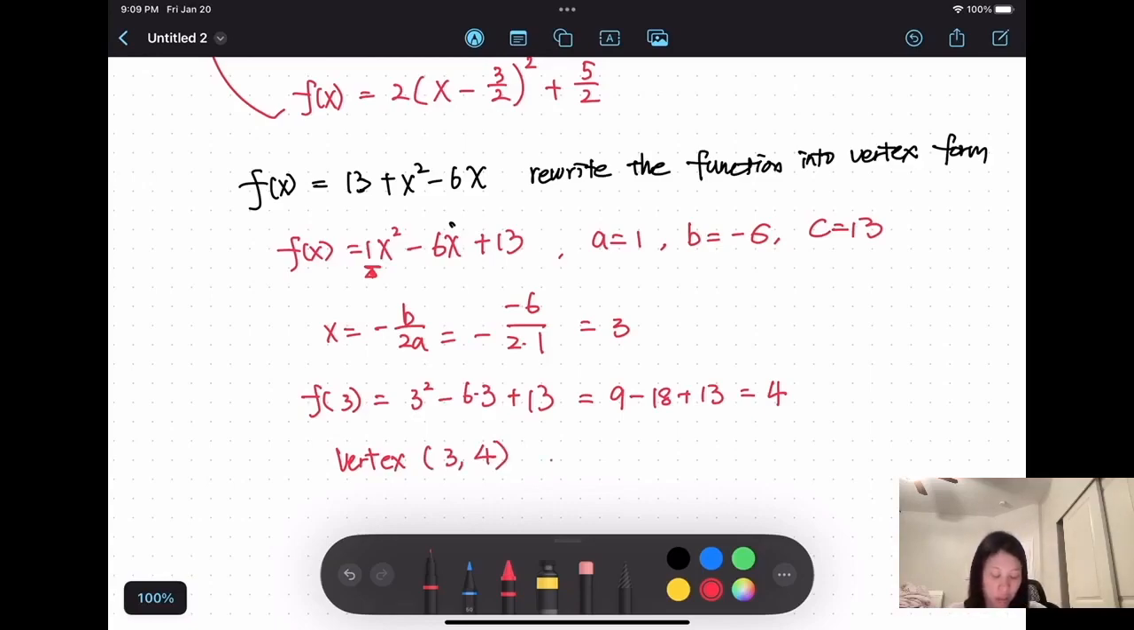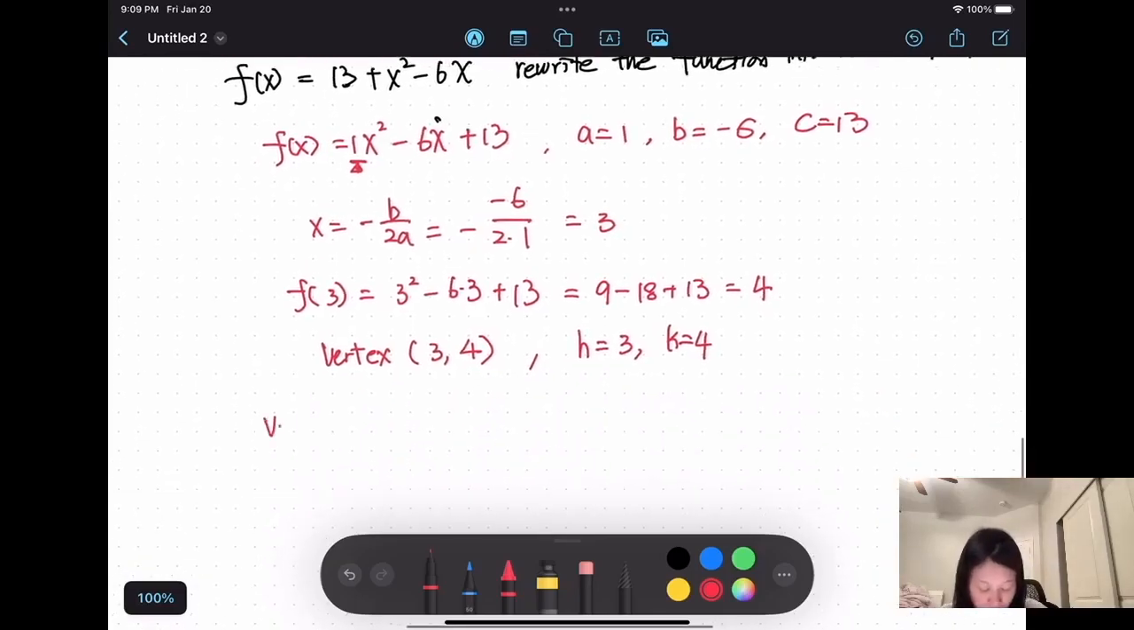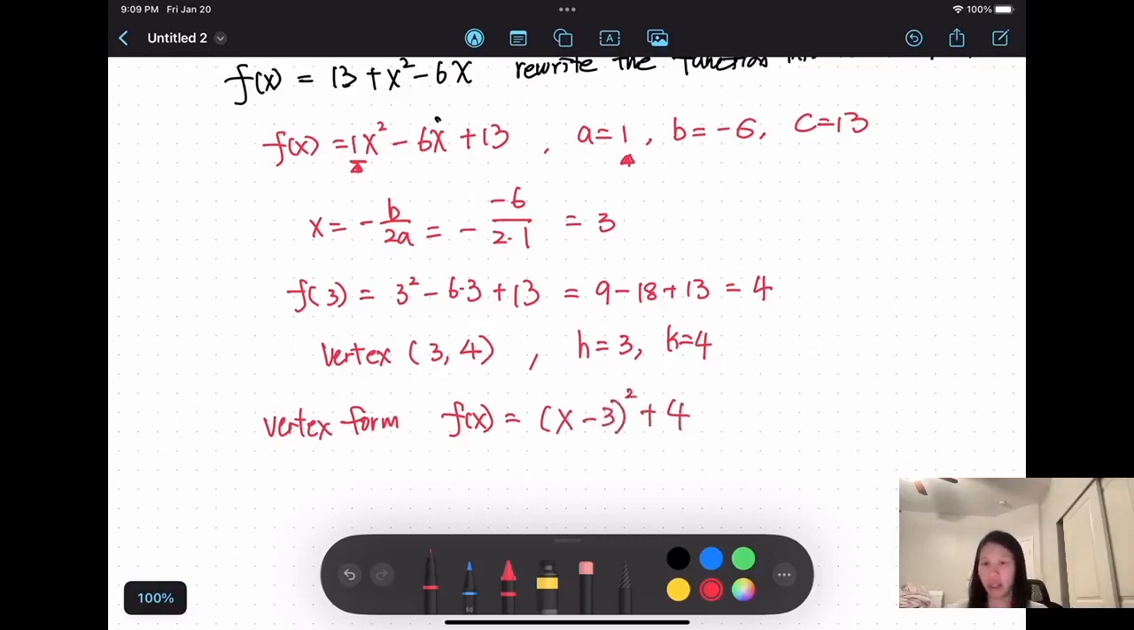So after that, we already found h equals 3, k equals 4, so that our vertex form should equal a times, where a is equal to 1 so we don't need to do anything, (x minus h) squared plus k. I hope you got this right.